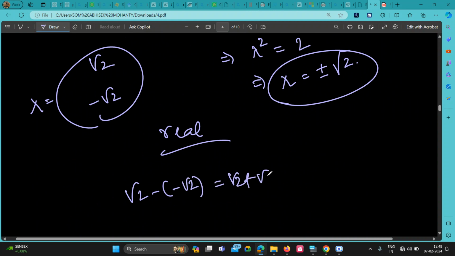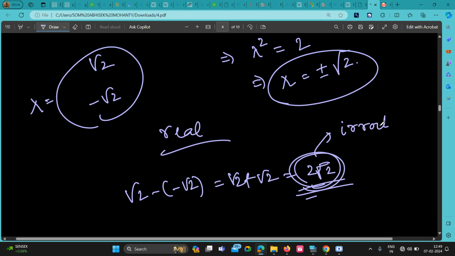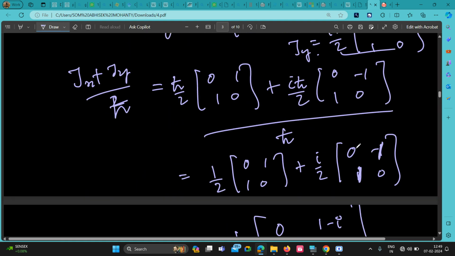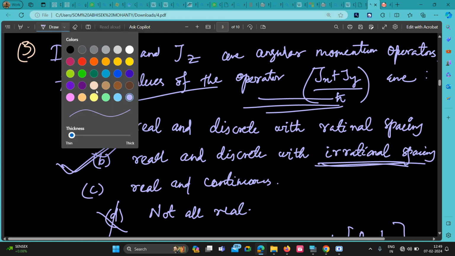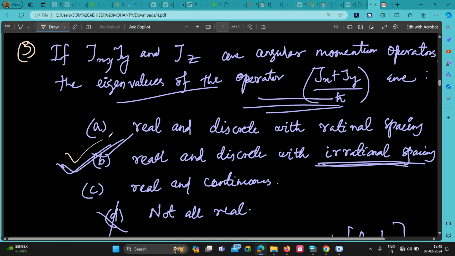Spacing in between means the gap. It is 2 root 2. Root 2 is an irrational number, so 2 root 2 is also an irrational number. So it is real and discrete with irrational spacing. Discrete, not continuous. Got it? Clear? So this was the answer to this question. I hope it's clear for you.